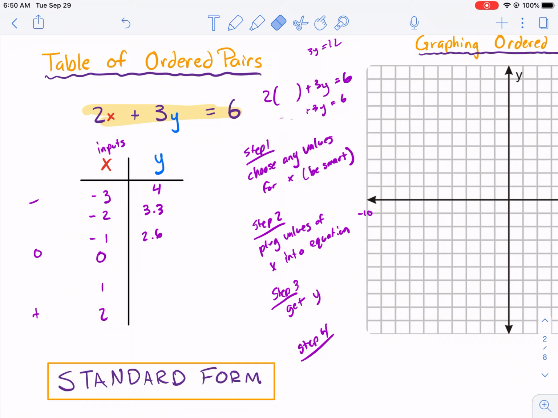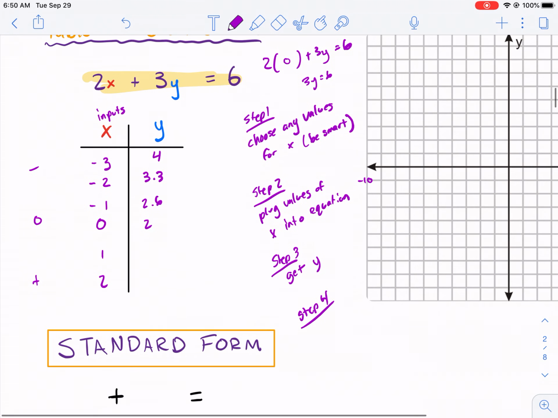And then we're going to go to 0, okay? So as you can see, this is kind of a tedious process. We get 3y equals 6, and we get y equals 2. I think we already did that one. Okay, we're going to get some decimals here. So I'm going to go ahead and jump. I'm going to be smart about it. I realize that -1 and -2 were not divisible by 3. I'm going to pick something that's divisible by 3.